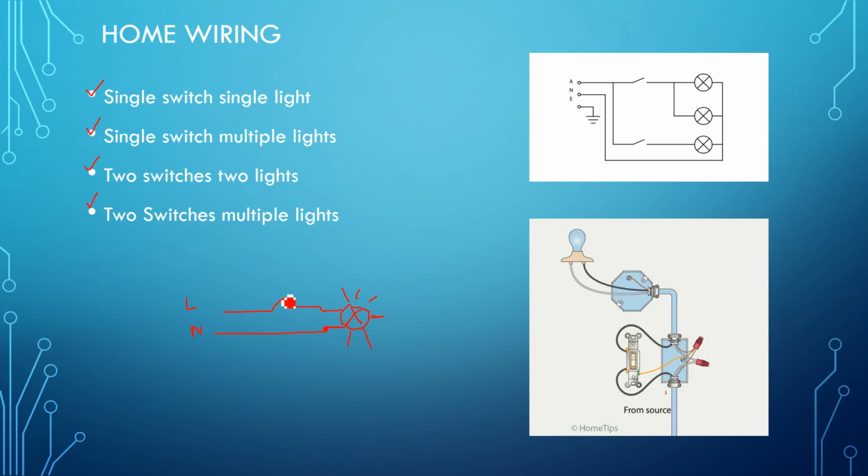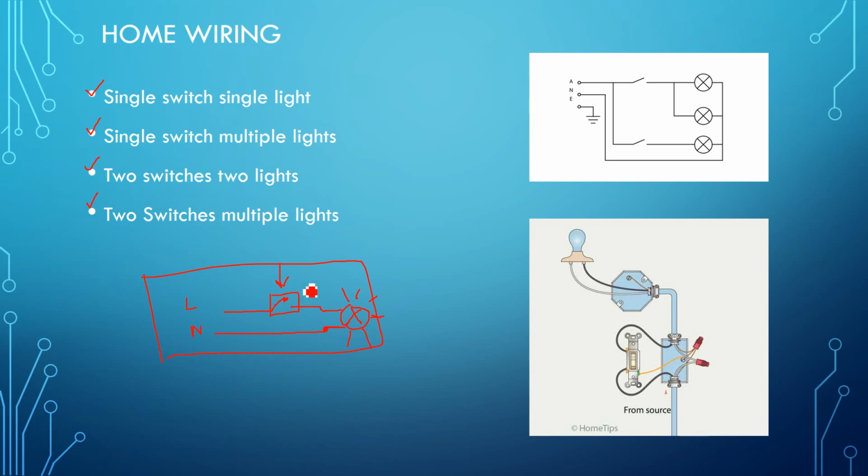All right, so now we put a switch here, a single pole switch. When we press this one on, it will turn on the light. When we press this one off, then this light will turn off. Okay, so this is how we can control a single light with a single switch.